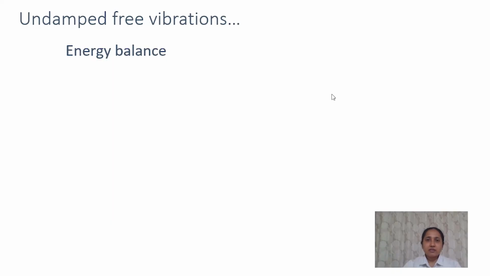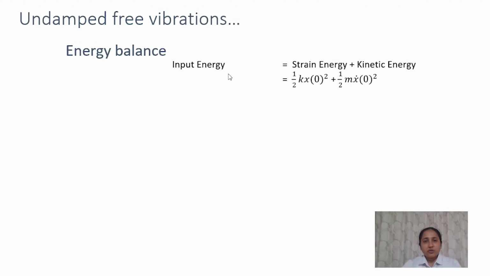Now we will see how the energy in the system is balanced. Initially we discussed that when we give an initial disturbance to the system, we are actually giving it some energy, and this energy is being utilized during the vibration. So now let's look into the details of this energy. We are inputting some energy to the system, and there are two types of energies. One is strain energy, another is kinetic energy.